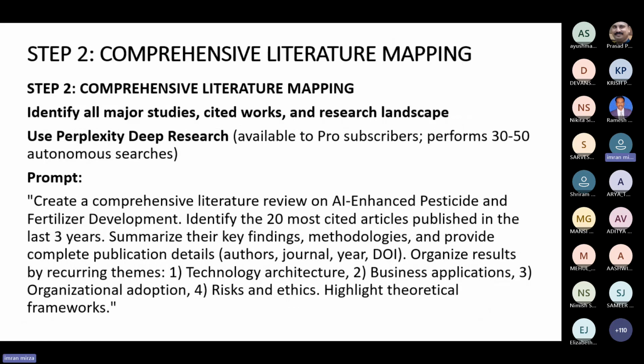If you are doing a very comprehensive literature mapping, then you would want to say: I want to create a comprehensive literature review on AI enhanced pesticide and fertilizer development, identifying the 20 most cited publications in the last 3 years, summarizing their key findings and methodologies, and providing complete publication details like author, journal, and year. Organize the results by recurring themes like technology architecture, business application, organizational adoption, risk and ethics, and highlight the theoretical framework. So now I have chosen to go a little deeper.